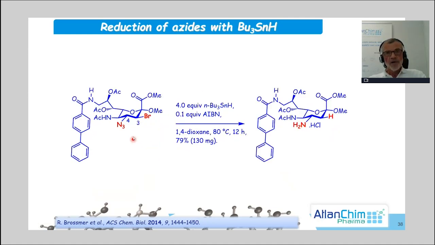In the context of the preparation of new drug candidates to treat infections, from this bromoazide here, clean debromination and reduction of this azide function was achieved by treatment with 4 equivalents of tributyltin hydride in the presence of AIBN to give, after acidification with dilute HCl, the corresponding 4-amino hydrochloride salt here in a 79% yield.